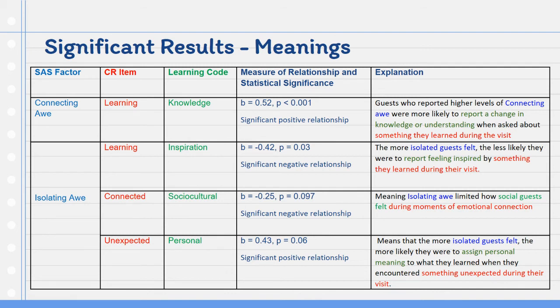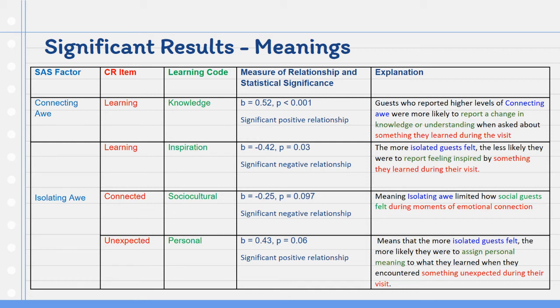The relationship between the connecting awe factor, learning constructed response item, and knowledge learning code had a significant positive relationship shown by the positive beta value of 0.52 and probability value less than 0.001. The explanation for this relationship is that guests who reported higher levels of connecting awe were more likely to report a change in knowledge or understanding when asked about something they learned during the visit.